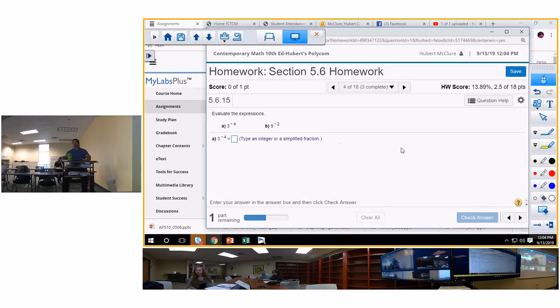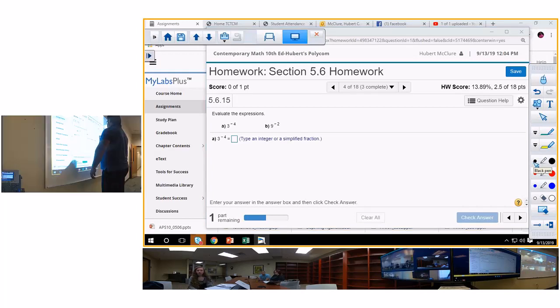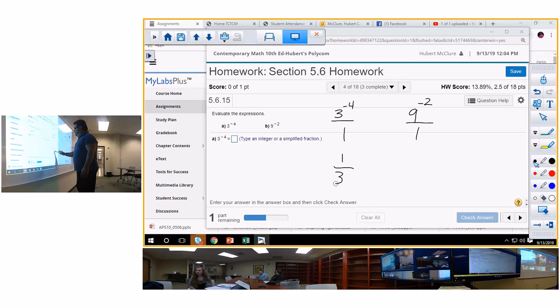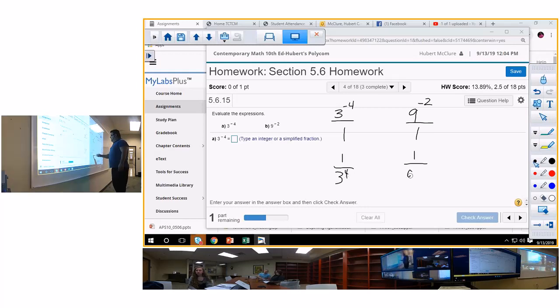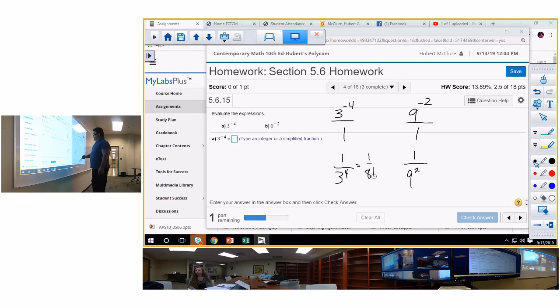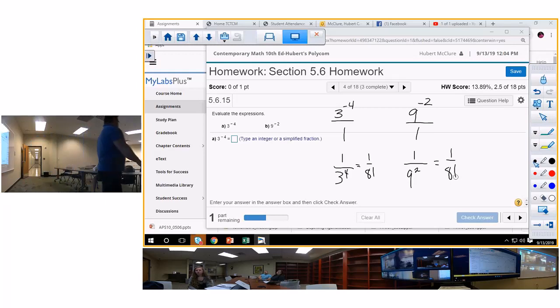Okay. Now, I want to show you this because it's easier to show you than it is to do it. What do you not want? You don't want a negative exponent. So this is what you do with a negative exponent. 3 to the negative 4 over 1, and 9 to the negative 2 over 1. You write them as a fraction, and what do you do if you want to get a positive exponent? Does anybody remember that from algebra? You flip it. And this becomes 1 over 3 to the 4th, and this becomes 1 over what? 9 to the 2nd. 3 to the 4th is 81, I believe. And 9 to the 2nd is 81. So your answer is both 1 over 81.